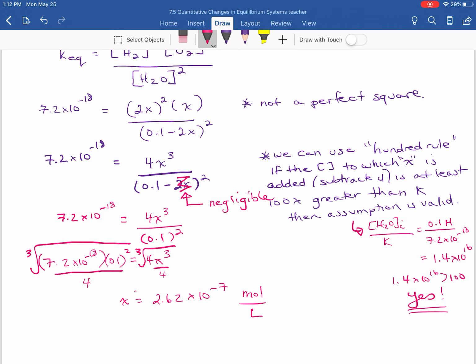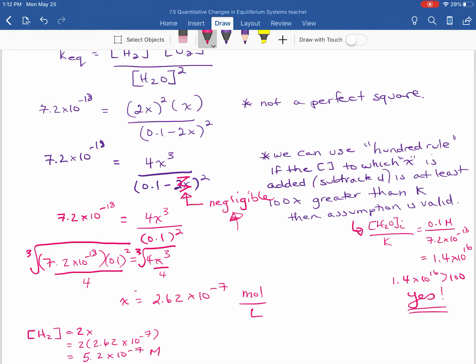Yes, we can use this assumption. We can make that negligible. This is my value of x. So then my concentration of hydrogen is equal to 2x. So 2 times 2.62 times 10 to the negative 7, which is equal to 5.2 times 10 to the negative 7 moles per liter. And we're going to 2 sig digs, so yes.